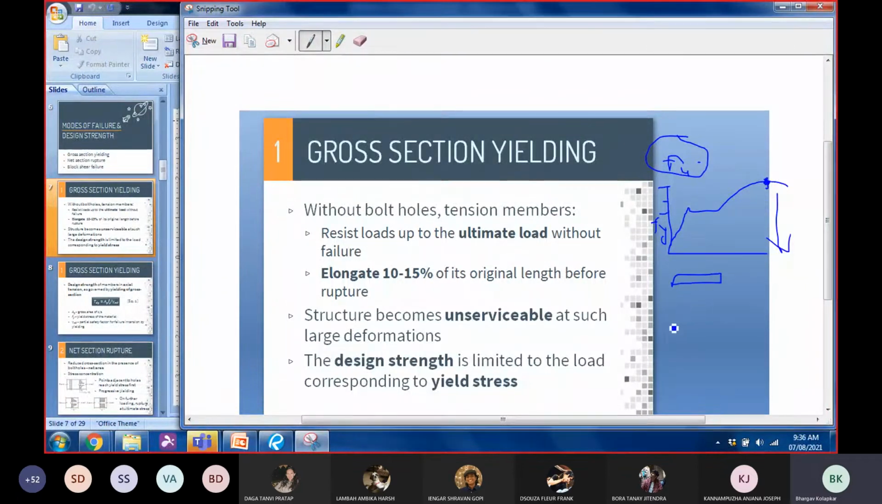now has elongated 10 to 15% more, because of which your structure might experience a lot of deflections, and because of that, it cannot be used anymore. So instead of using Fu, we limit ourselves to Fy, where the deflections are not much. It is still elastic. If you remove the load, it will go back to its original length. Therefore, we say that Fy is our failure stress. Therefore, the design strength is limited to the yield stress.